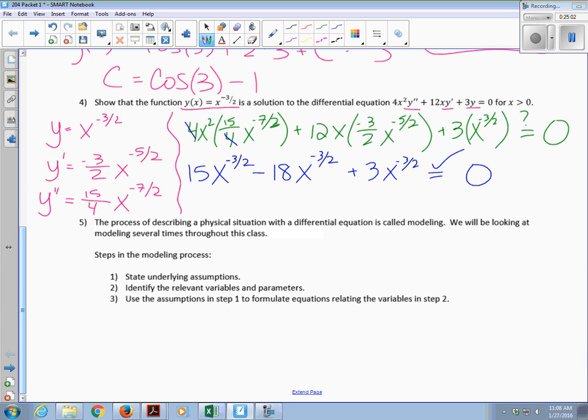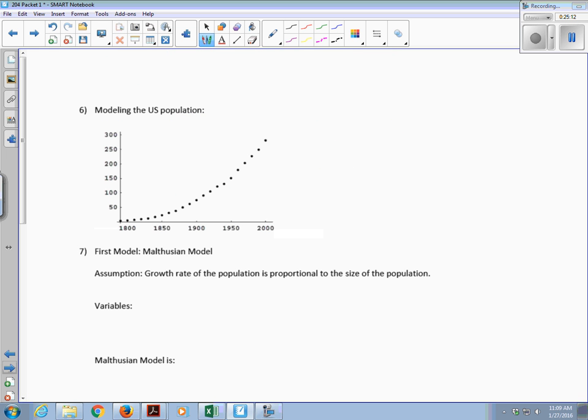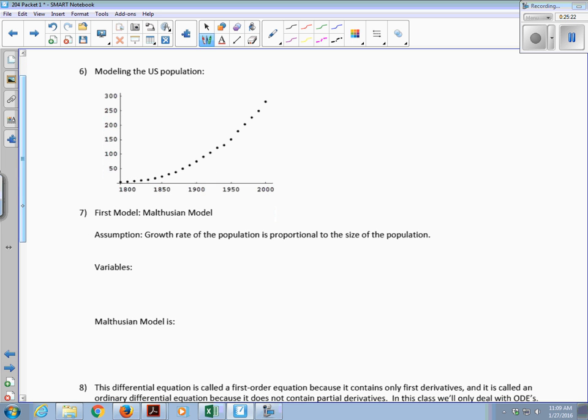Identify all relevant variables and parameters, and then use your assumptions from step 1 to formulate an equation that relates all the variables you defined in step 2. Okay, so if we wanted to model the US population, here's a graph of population, I think in millions, from the year 1800.